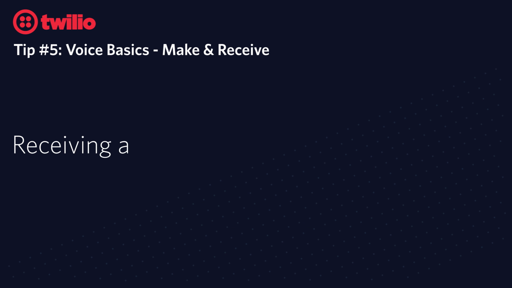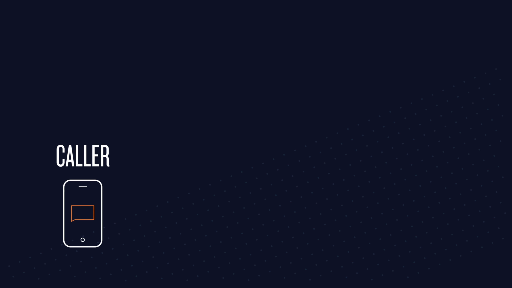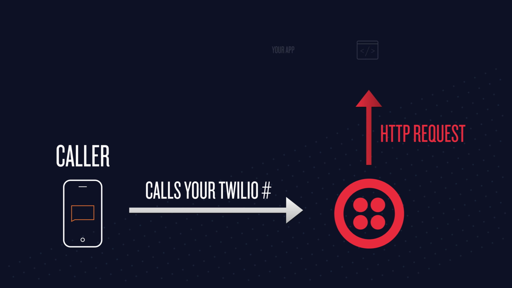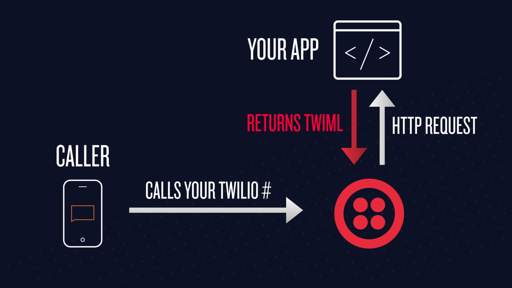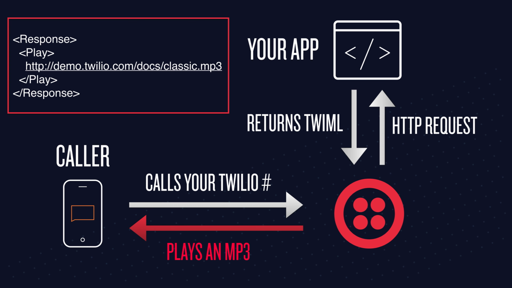When your Twilio phone number receives an incoming call, Twilio makes a web request for some TwiML from your application. That call flow looks like this. The caller makes a call to your Twilio phone number, and Twilio makes an HTTP request to your application. Your application returns some TwiML, and if the TwiML looks like this with a Play tag, then Twilio plays an MP3 back to the caller.